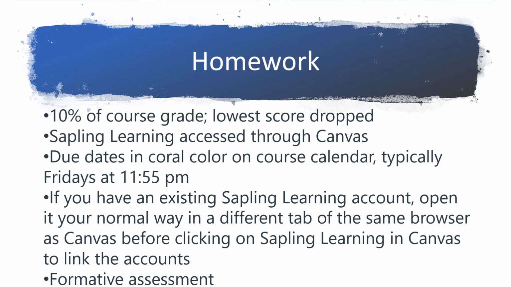Homework assignments account for another 10% of your course grade, and again, the lowest score will be dropped. Sapling Learning is our homework platform, and for the first time ever this semester, you will be able to access it through Canvas. You will not have to log into Sapling Learning separately. You can just click on something in Canvas and it takes you directly there. Generally speaking, the due dates for the homework are indicated in the coral color on the course calendar, and it will typically be on Fridays at 11:55 p.m. I'm experimenting with a Friday due date this session to see if I can get more interaction with my students on the homework.